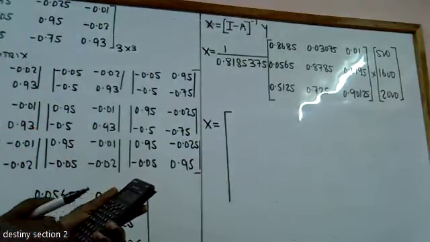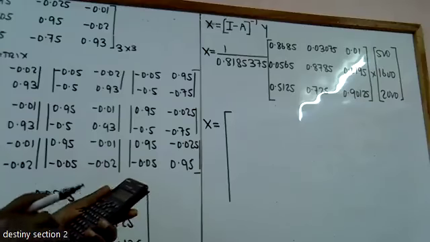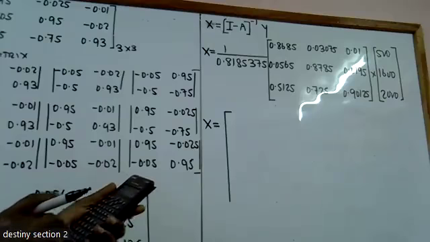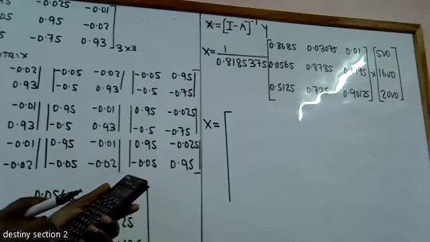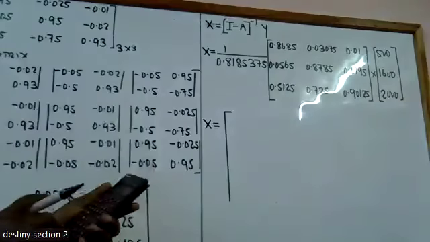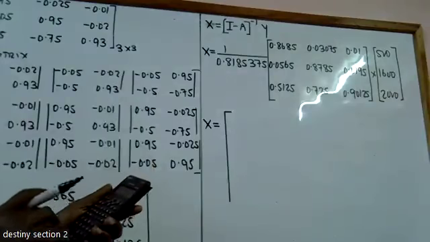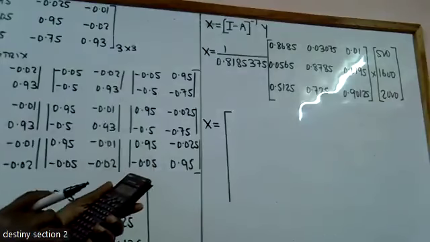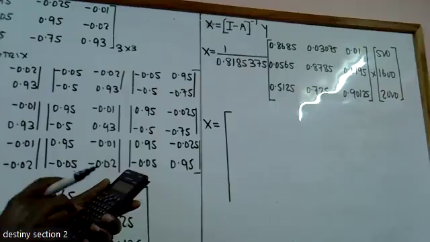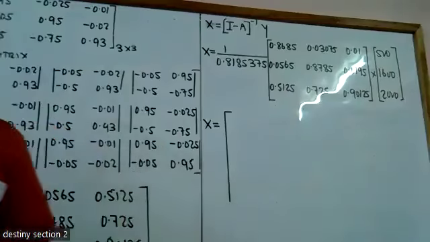0.8685 times 500 plus 0.03075 times 1,600 plus 0.01 times 2,000 equals. Divide that answer by 0.8185375 equals. Send me the answer. Nione kama tunakubaliana.